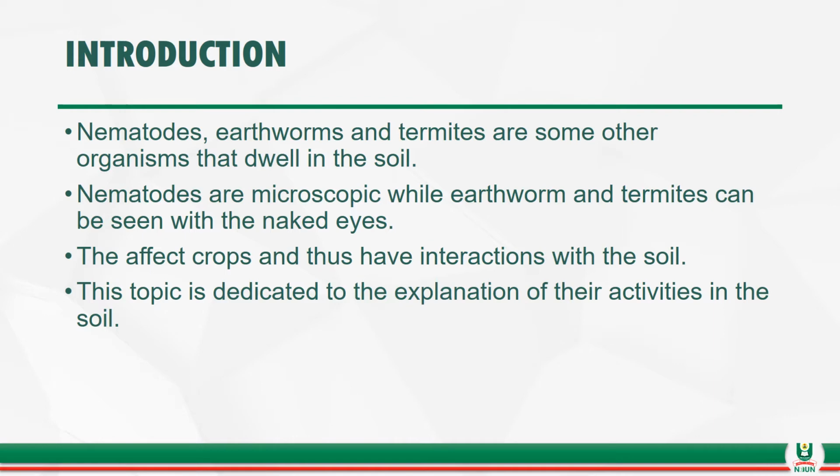By way of introduction, nematodes, earthworms, and termites are some other organisms that dwell in the soil. Nematodes are microscopic, while earthworms and termites can be seen with the naked eyes. They affect crops and thus have interactions with the soil. This topic is dedicated to the explanation of the activities in the soil.